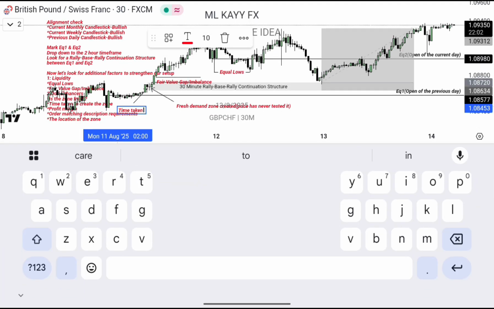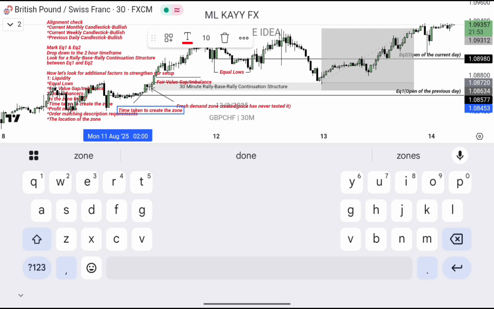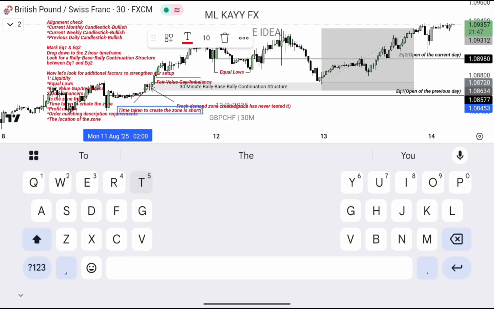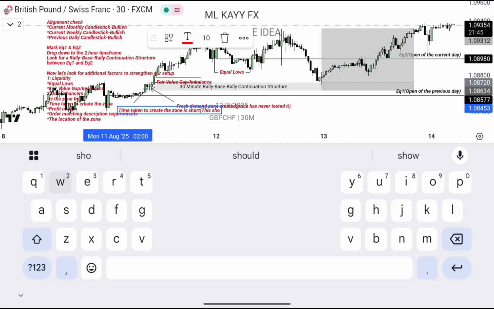So on our checklist, is the zone fresh? Yes, we tick it, right? So now we're going to check the time taken to create the zone. The two main factors of supply and demand are brief consolidation and momentum shift, right? Brief consolidation and momentum shift.